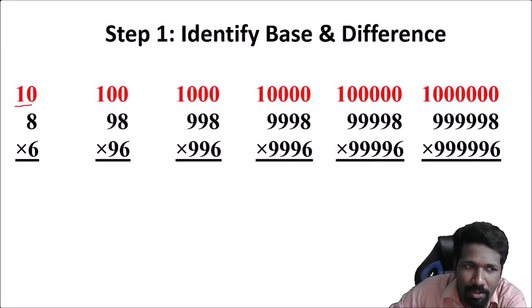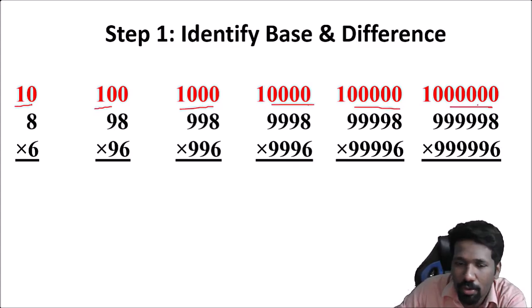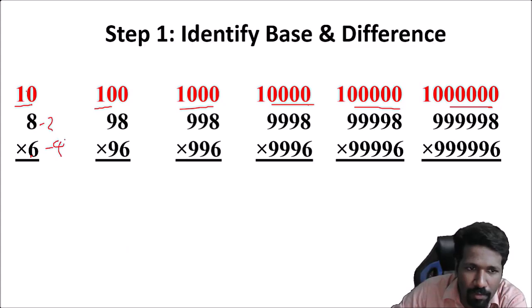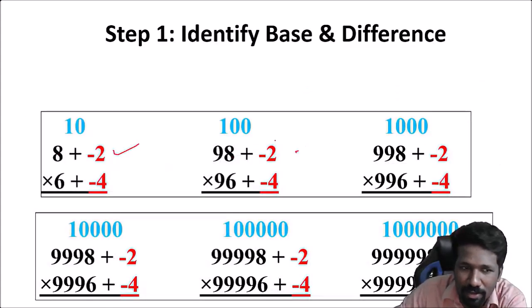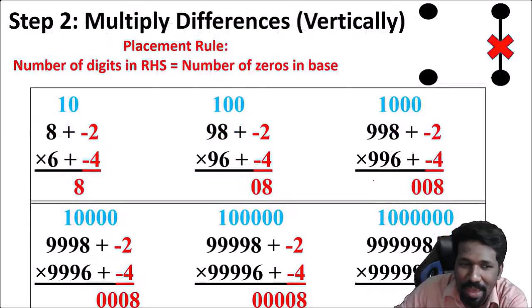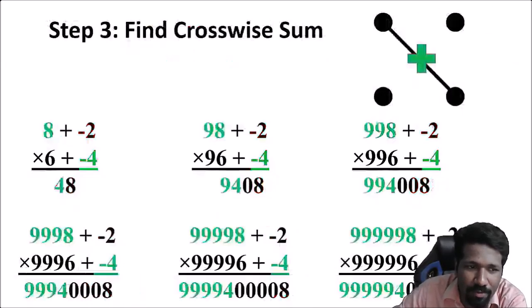So here, for example, this base is 10, this base is 100, this base is 1000, 10,000, 1 lakh, 10 lakh, etc. That means 8 minus 10, 6 minus 10, so minus 2, minus 4. Here also 98 minus 100, minus 2, minus 4 itself. Here also minus 2, minus 4 itself. In each case, it is minus 2, minus 4 itself. Then what you have to do? Multiply this, add this. Multiply this, add this. You can find each of those answers in parallel. Minus 2 into minus 4 is 8. 8 minus 4, 4.